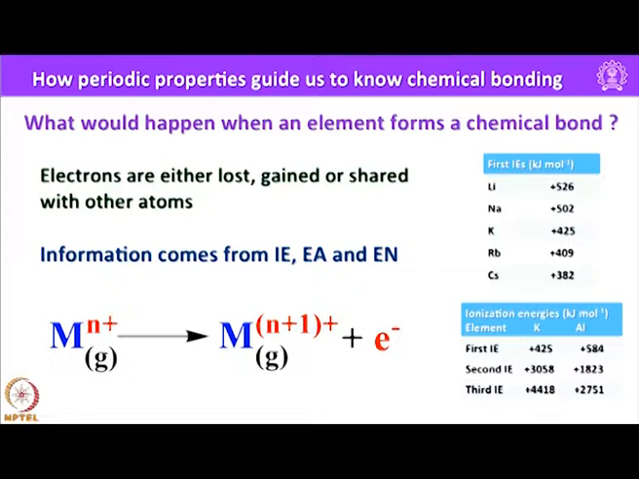So, in the second table I have shown the 3 ionization energies for 2 elements, one for potassium and one for aluminum. The first ionization energy for potassium is 425 kilojoules per mole, whereas for aluminum it is 584 kilojoules per mole. That means the one valence electron present in potassium is removed with ease, and that is the reason the value is much lower.